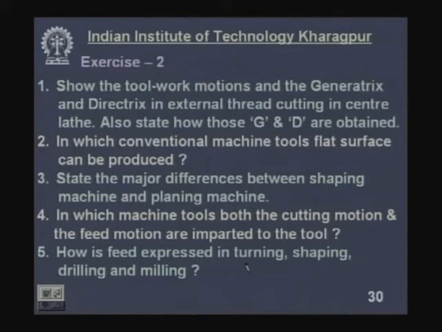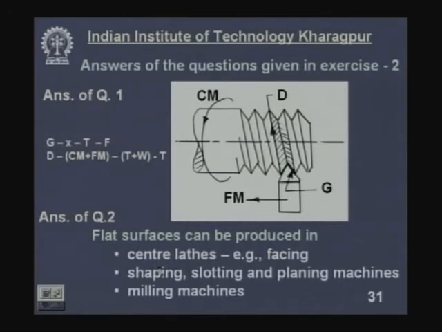Now, some exercises for your practice. Show the tool work motions and the generatrix and directrix in external thread cutting in center lathe. Also state how those generatrix and directrix are obtained. This is question number 1. Second question, in which conventional machine tools can flat surfaces be produced? Third, state the major differences between shaping machine and planing machine. Fourth, I already told: in which machine tools are both the cutting motion and feed motion imparted to the tool? Fifth, how is feed expressed in turning, shaping, drilling and milling? See the answers. Now, answer to question number 1.